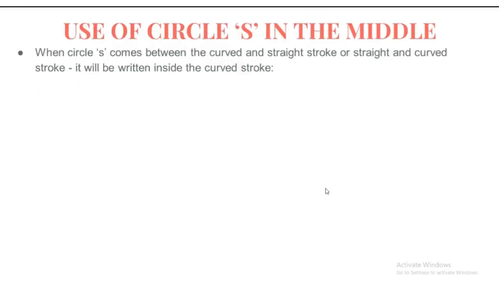Plus in the middle. Now we will study the rules for writing the circle S in the middle. When circle S comes between the curved and straight stroke or straight and curved stroke, it will be written inside the curved stroke. For example, designs. Now D is a downward stroke, but N is a curved stroke. Then circle will be written inside the curved stroke.